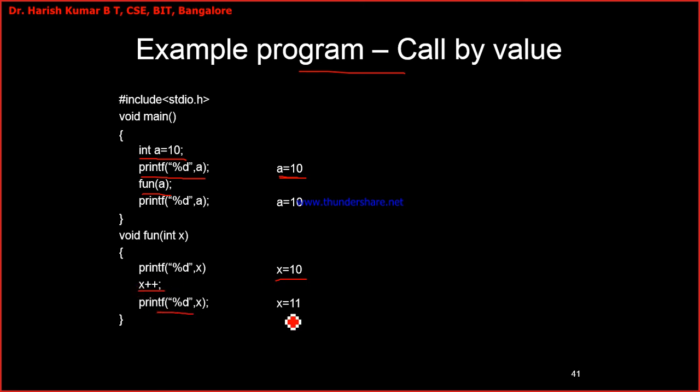Then calling printf again. So this incremented value is reflected only in that memory location. Now you have two memory locations. A is one memory location, x is another memory location. The original content of a was 10, and when you made a call to fun by passing a, x was also made 10, and this memory location you are updating inside the function, from 10 to 11, but this value remains the same. That is what call by value is. Is this clear till here? Yes, sir. Okay.